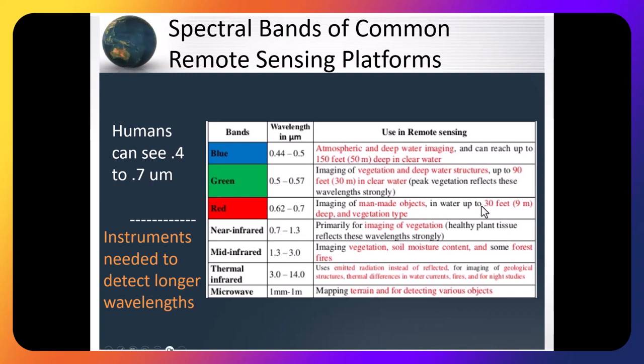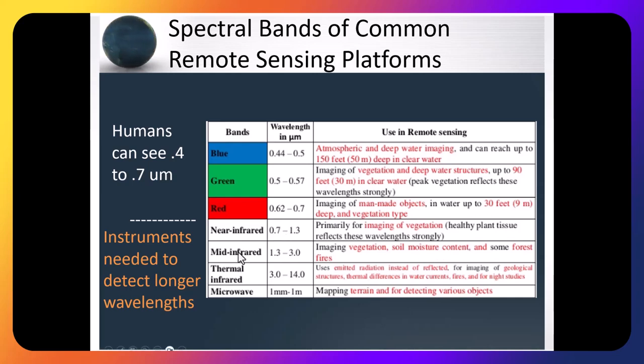And you can see what some of these purposes are here. Blue is good for looking at deep water imaging, and the blue wavelengths can actually penetrate some water, as in they can sometimes go as deep as 50 meters in clear water to detect the bathymetry, or the bottom of shallow bodies of water. Green is typically used in vegetation. Red is typically used for looking at man-made objects and is also important for comparing to green for vegetation purposes. Near infrared is about vegetation because these wavelengths here have a strong reflection from plants. We'll talk more about that in a minute.